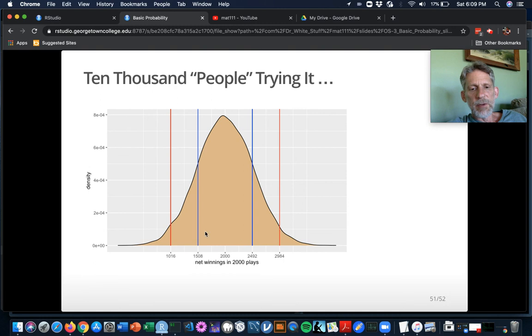95% of the area is between the two red lines. This curve is symmetric, so I'm figuring 5% outside, about 2.5% chance of getting bigger than 2984, about 2.5% chance of getting less than 1,016. So although an individual game, win 12, lose 10, could feel kind of risky and not fun, playing it 2,000 times should feel really great because you're probably going to come out around 2,000 ahead. Even if you're really unlucky in your 2,000 plays, you're still coming out pretty far ahead total.